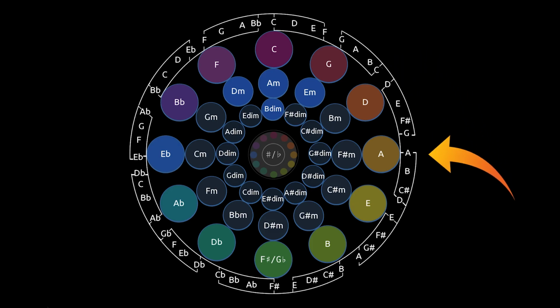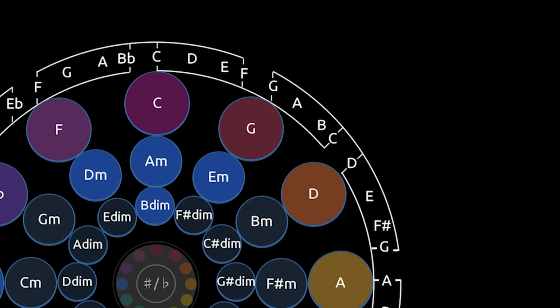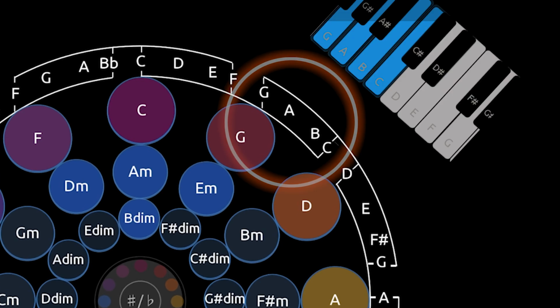For example, when starting from C: C, D, E, F, G, A, B, C. When starting from G: G, A, B, C, D, E, F sharp, G. And so on, going around the full circle. Do you recognize the pattern of 4-note overlaps? These 4-note groups are called tetrachords.